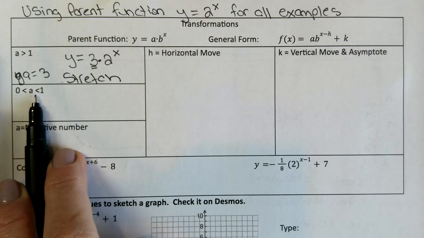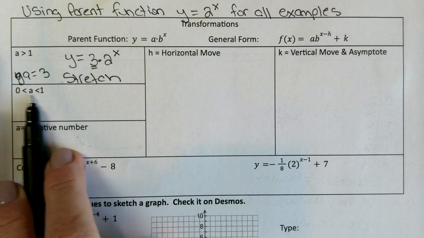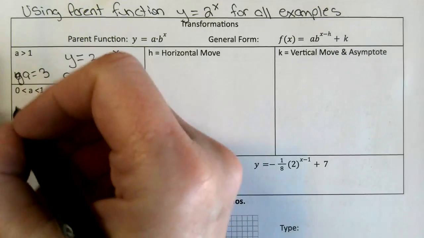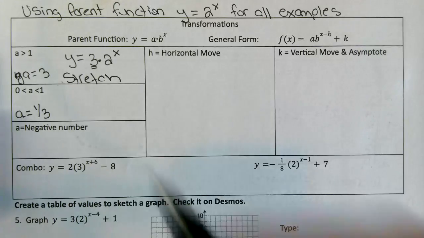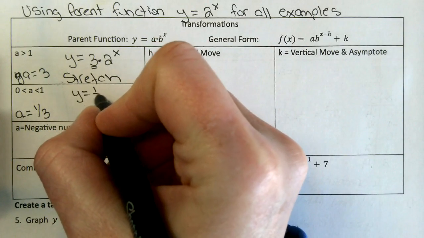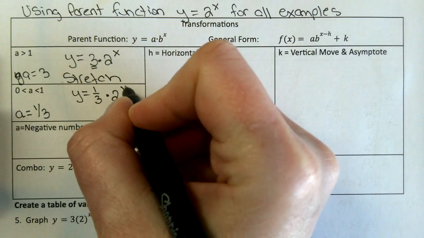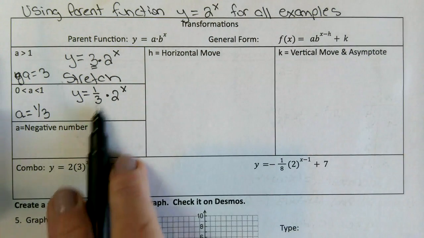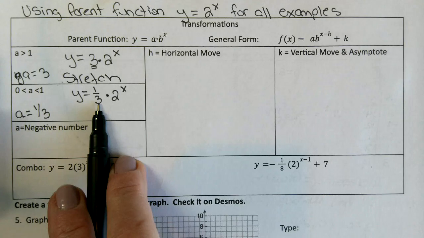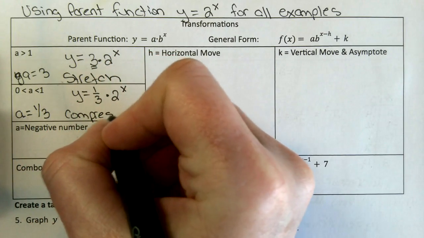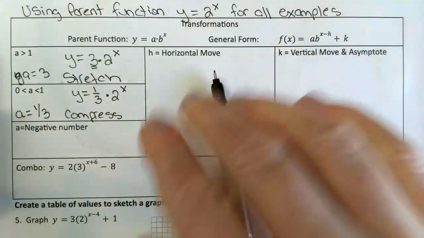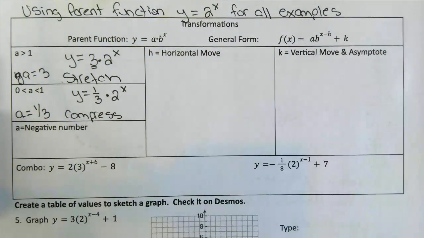And then if we had a number between 0 and 1, that's how you read that. A is somewhere between 0 and 1. So let's say a is a third. If I have y equals 1/3 times 2 to the x. So when your a value is a third, we have to remember that that is going to make it compress. So stretch means that it pulls it up, and then compress means that it flattens it down.